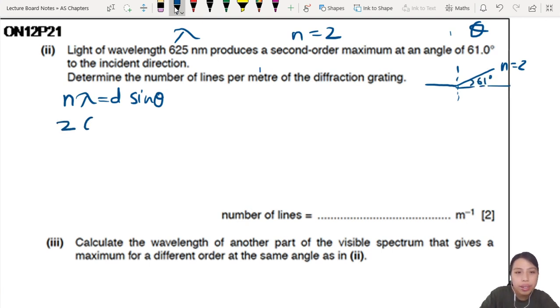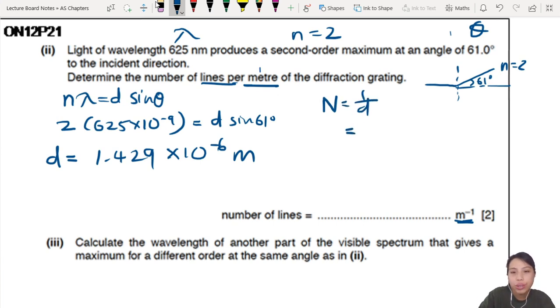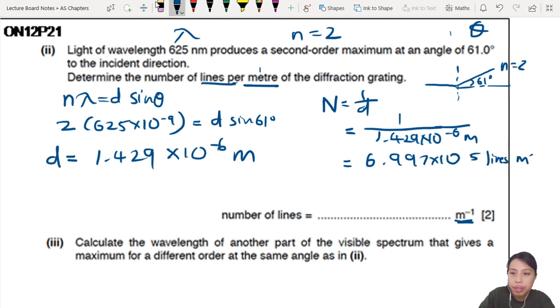So second order, wavelength 625 nanometers equals d, I don't know what d is, so put d sin 61. If you calculate everything, you should get a d value of 1.429 times 10 to the negative 6 meter. But they want lines per meter. So to find lines per meter, you could call it your n, that'll be 1 over d. You're doing the reverse of what you usually do for MCQs. So 1 over 1.429 times 10 to the negative 6 meter gives meter inverse. You get something like 6.997 times 10 to the 5 lines per meter. If I round it off to 2 or 3 SF, I get 7.00 or 7.0 times 10 to the 5. 2 marks: 1 from your diffraction equation, 1 from your final answer.